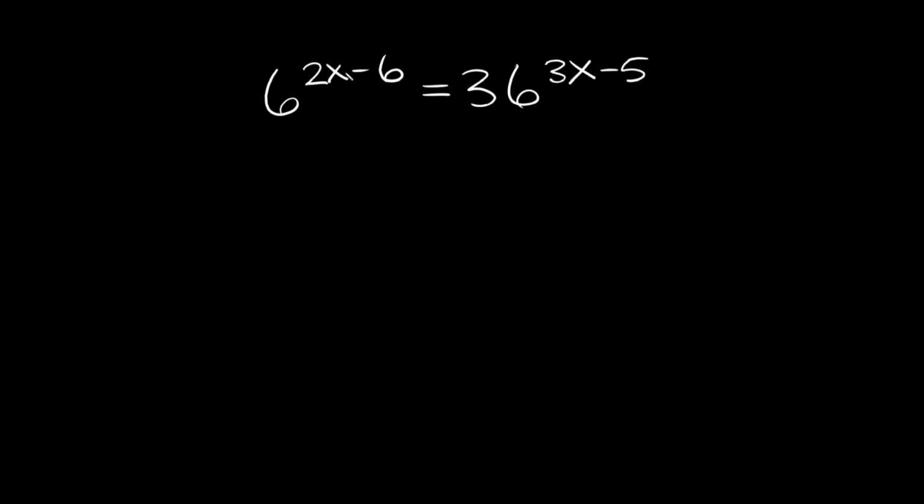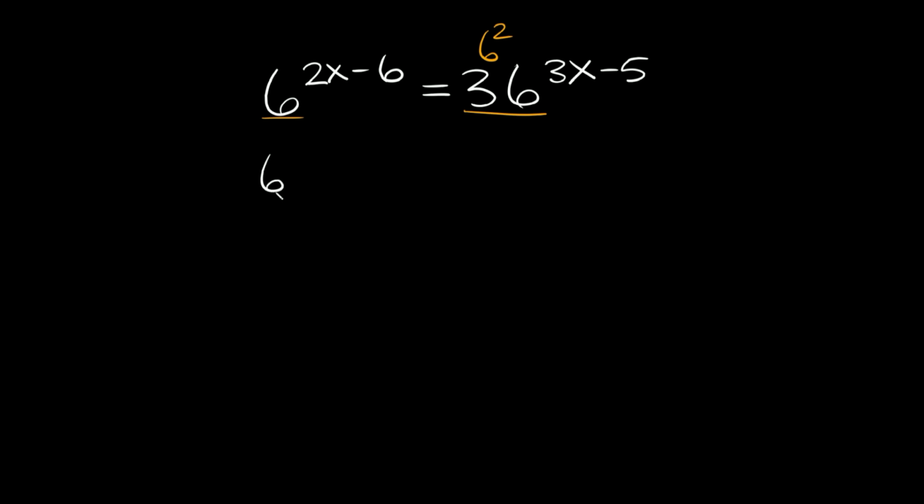So we have 6 raised to the 2x minus 6 is equal to 36 raised to the 3x minus 5. So again, the goal is trying to get the same base, right? Here we have a 6. Here we have a 36. So this is kind of a common problem you might see. You might notice that 6 is a factor of 36, right? So 36 we could actually rewrite as 6 squared, okay?